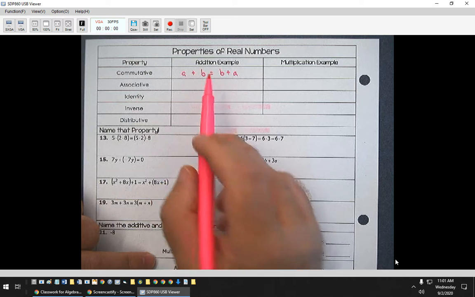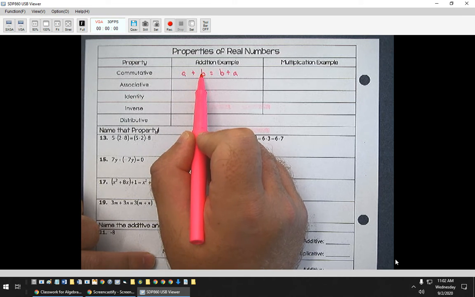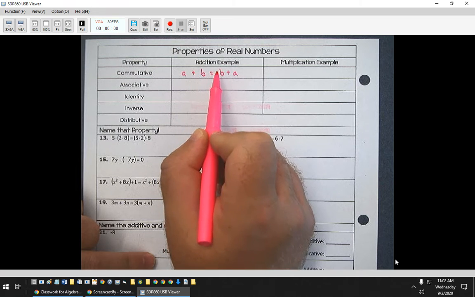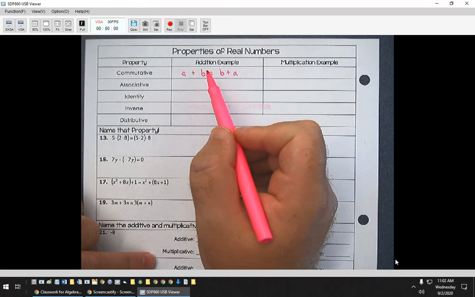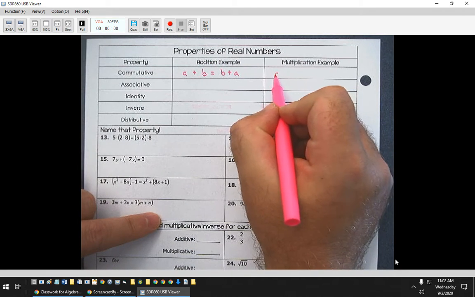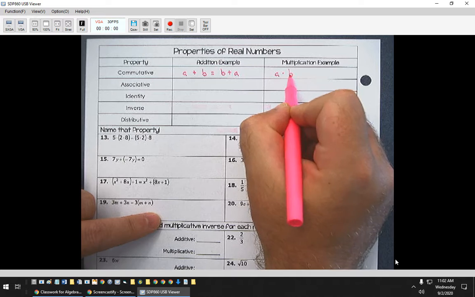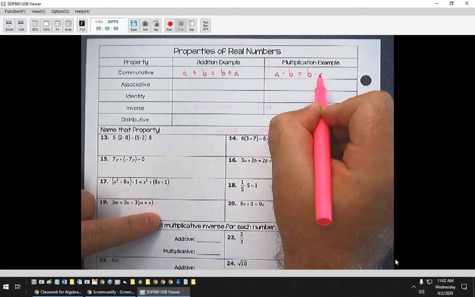This makes sense with numbers. Put 3 and 10 in there. What's 3 plus 10? 13. Now flip those numbers around. What's 10 plus 3? 13. You get the same result. For addition and multiplication, they both live up to the commutative property: A times B and B times A.